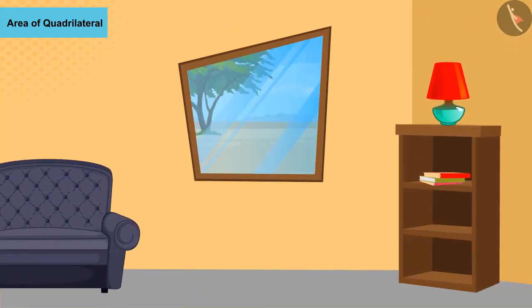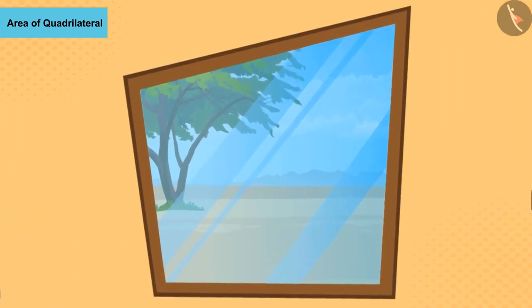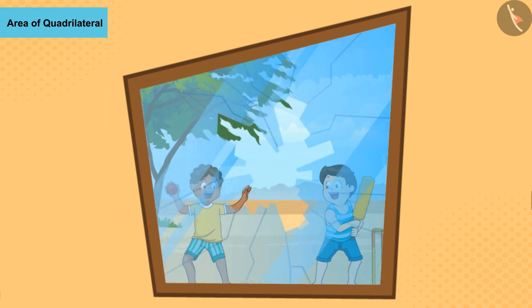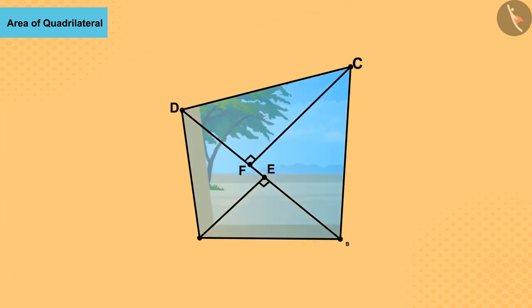Monu's house has a quadrilateral shaped window. Some children were playing cricket outside Monu's house and the window broke due to the ball. To avoid mother's scolding, Monu goes to the shop to buy a window-shaped mirror.